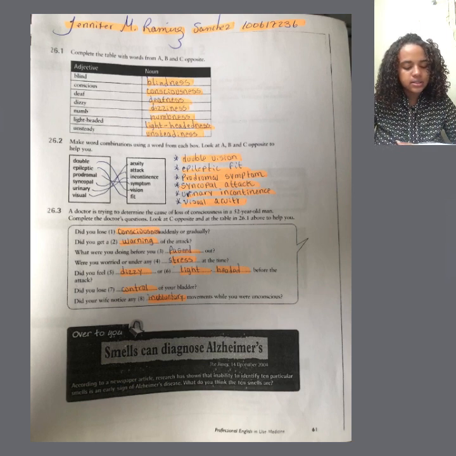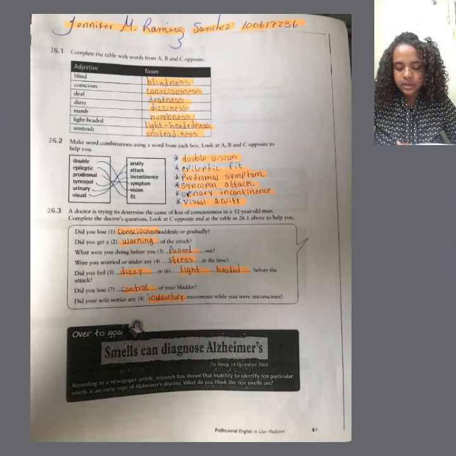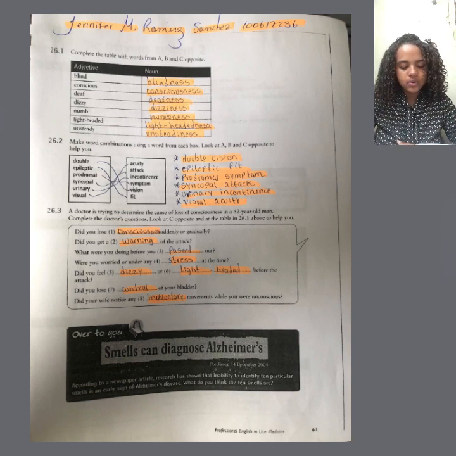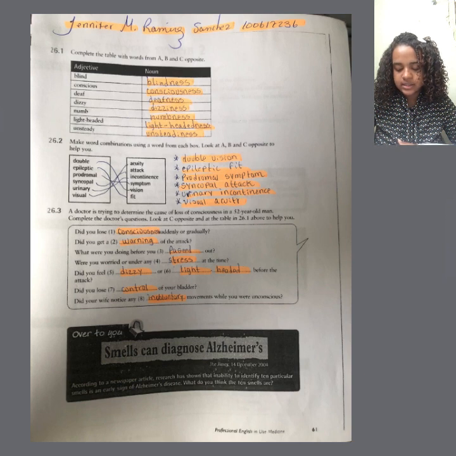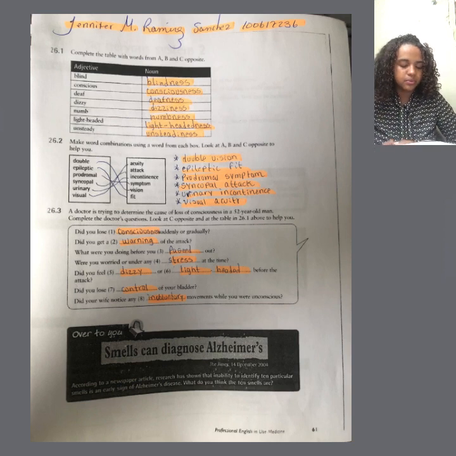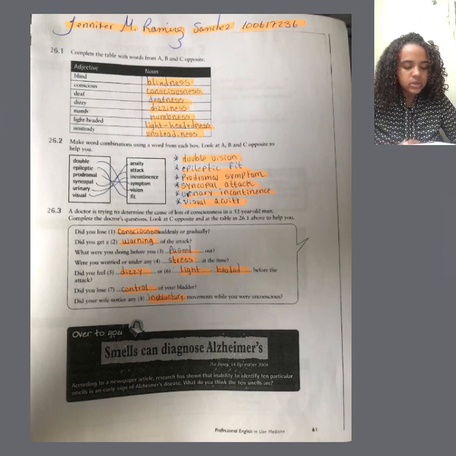A doctor is trying to determine the cause of lost consciousness in a 52-year-old man. Complete the doctor's questions. Look at C opposite and at the table. Do you lose consciousness?